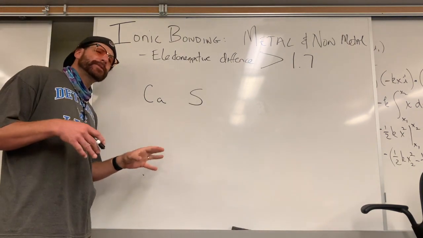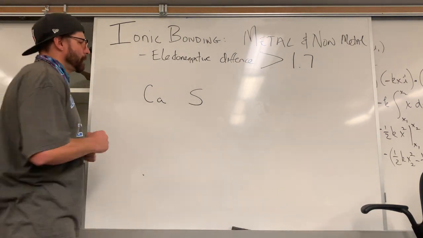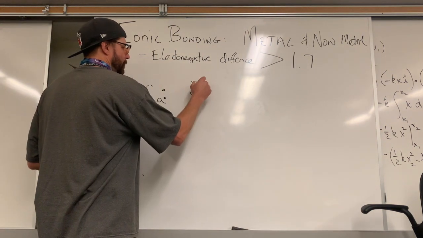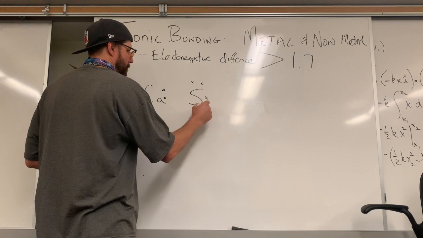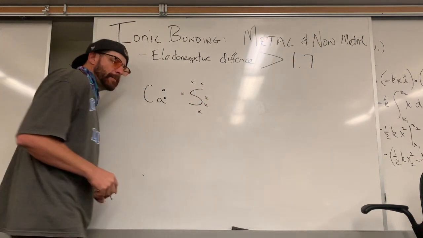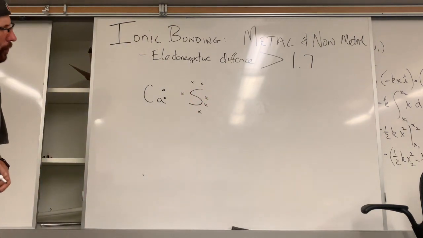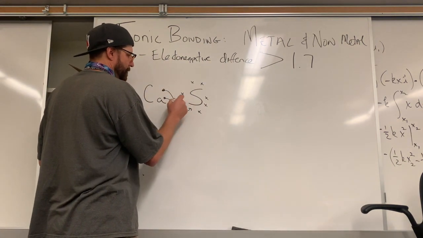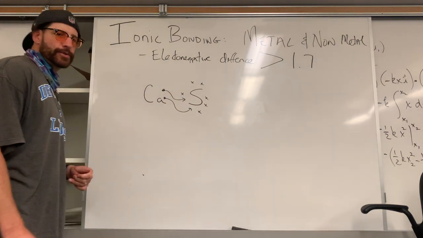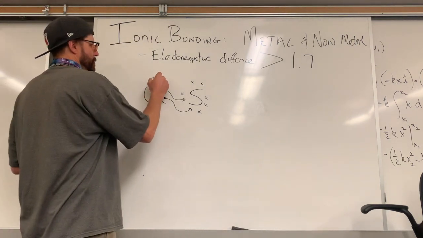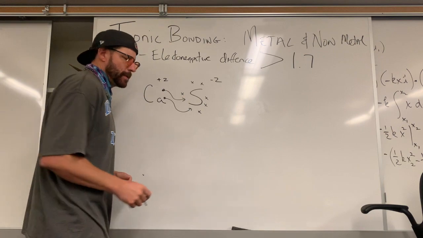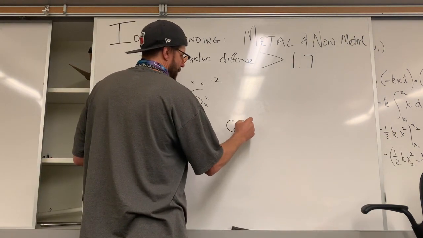If you had a chance to look that up, hopefully you're coming back and saying calcium has 2 valence electrons and sulfur has 6. So when we look at that, we can say calcium loses 2, so it has a charge of +2, sulfur has a charge of -2, and so that's all we have: CaS.